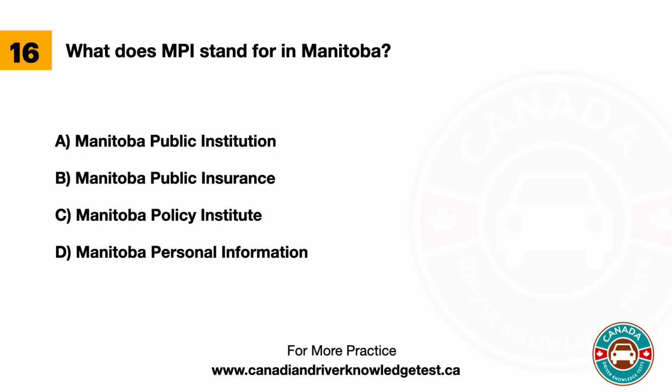Question 16. What does MPI stand for in Manitoba? A. Manitoba Public Institution. B. Manitoba Public Insurance. C. Manitoba Policy Institute. D. Manitoba Personal Information. The answer is B. Manitoba Public Insurance.